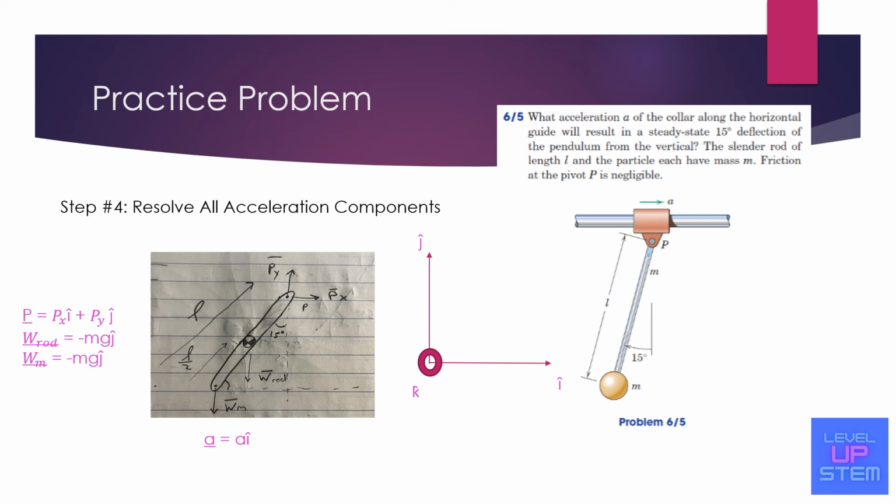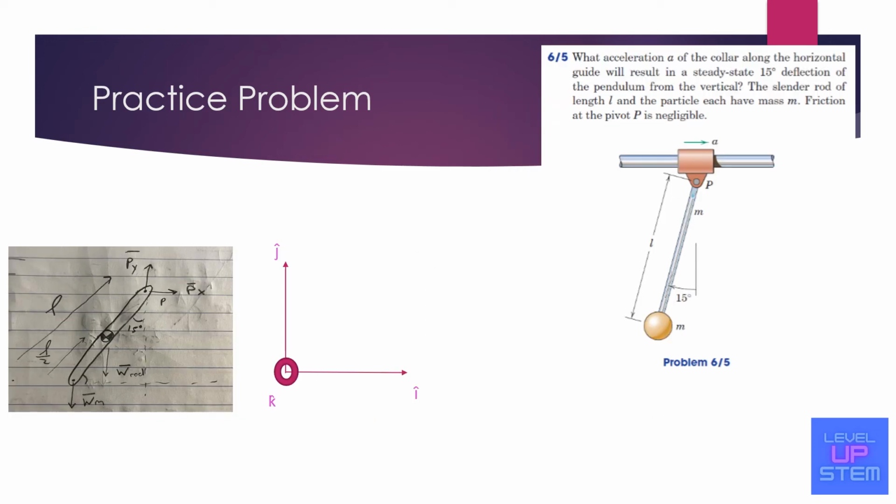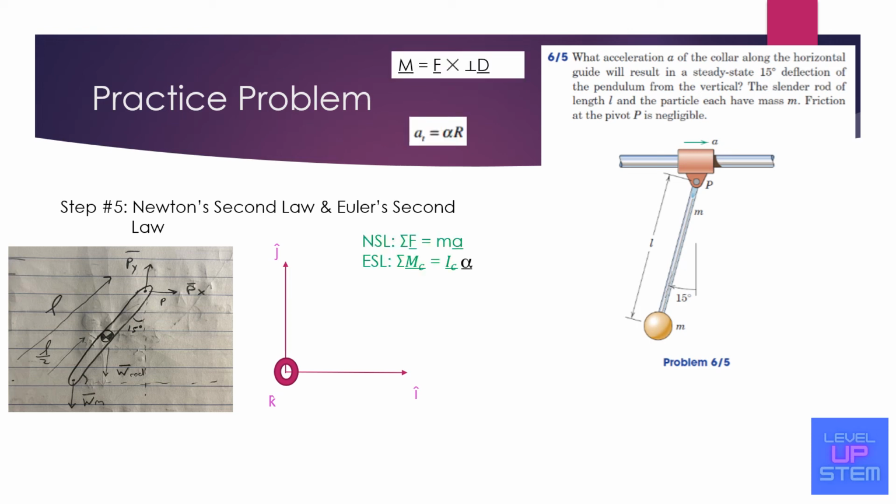Now we know all our forces and all our accelerations, so we can get into the meat of this problem, which is going to be Newton's second law and Euler's second law. For those of you who don't know, I put them there in the green. For Newton's second law, we have the sum of the forces equals mass times acceleration. Pretty standard; you've probably seen this before in a previous physics class. And for Euler's second law, we have the sum of the moments about point C equals the moment of inertia about C times alpha.